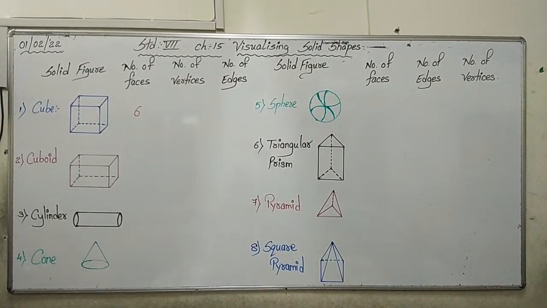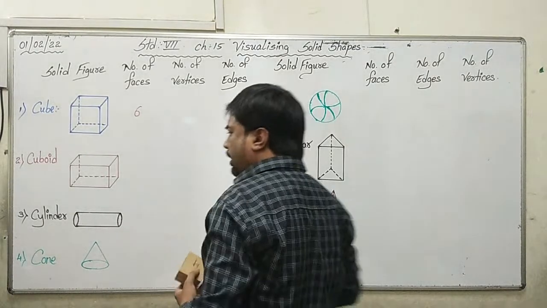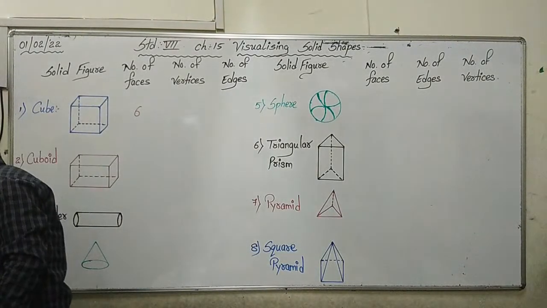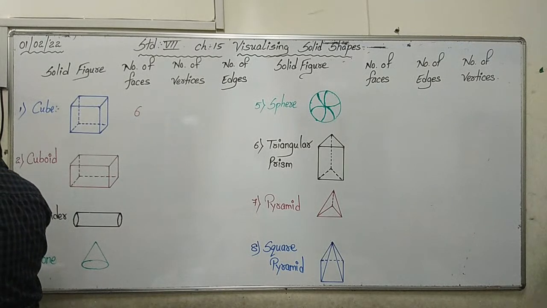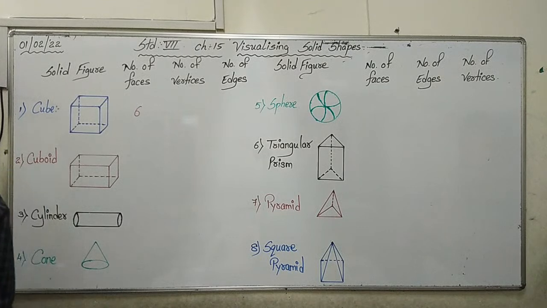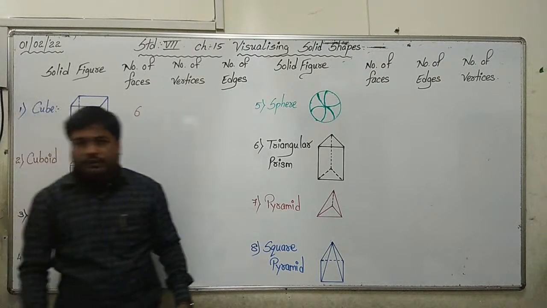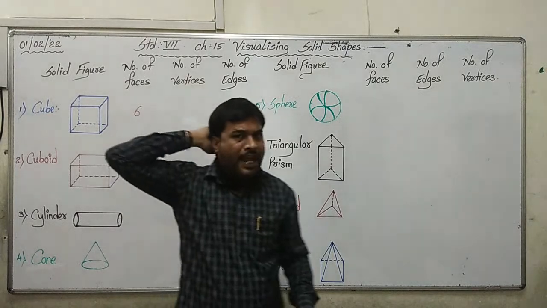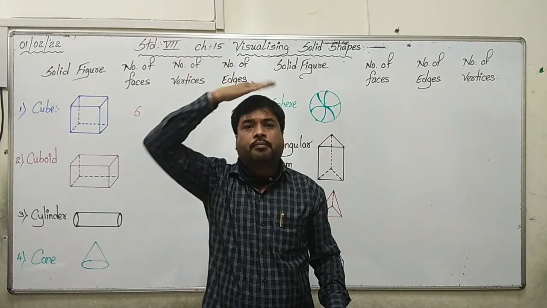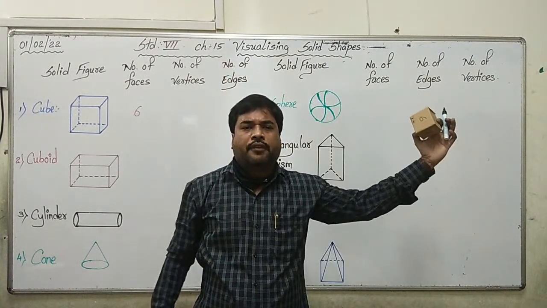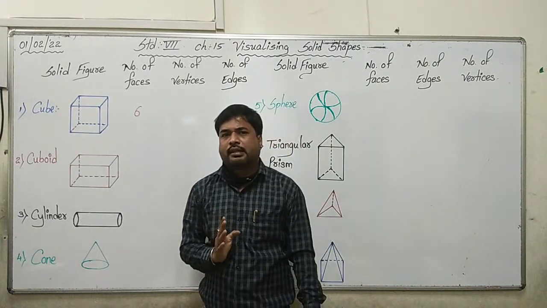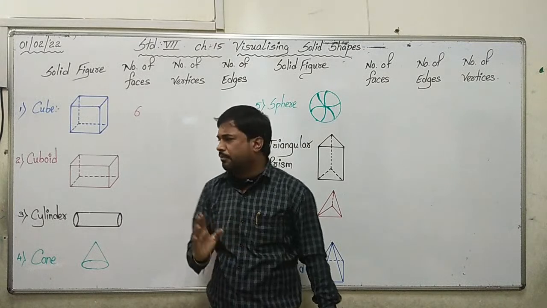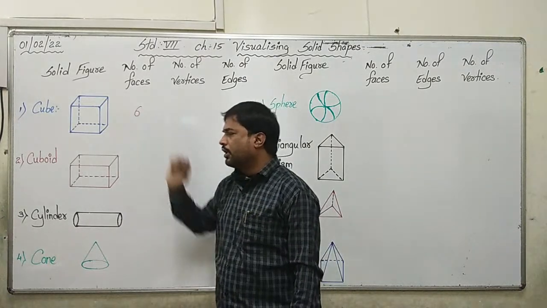So you can see that total 6 faces are there. How can we remember these faces? It is very easy to remember: front, back, top, bottom, left and right. In this manner we can easily identify the number of faces for the cube.